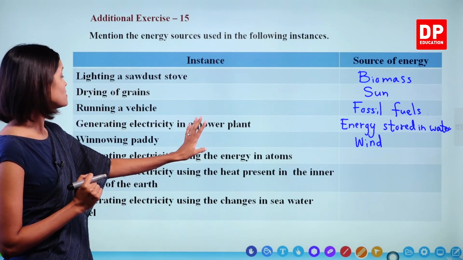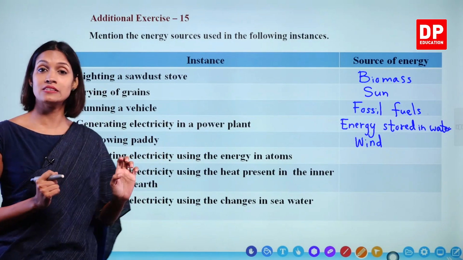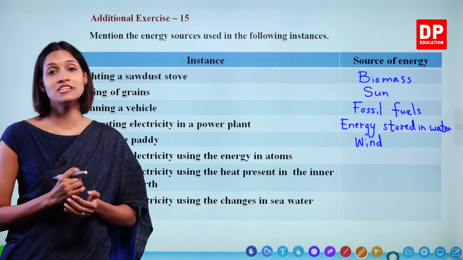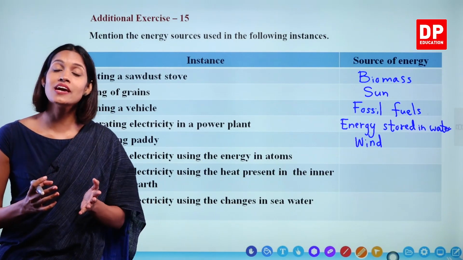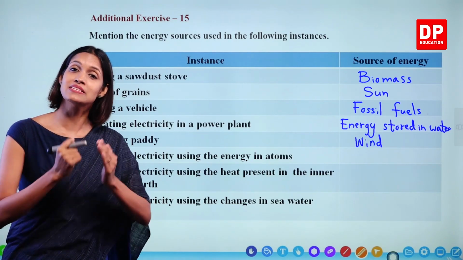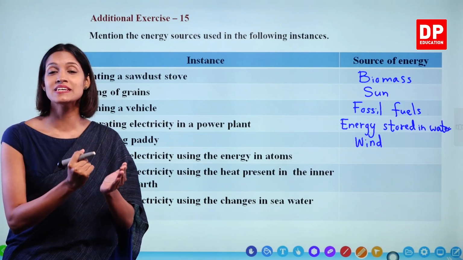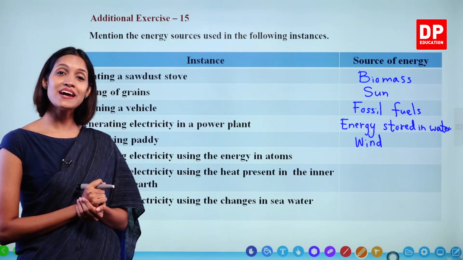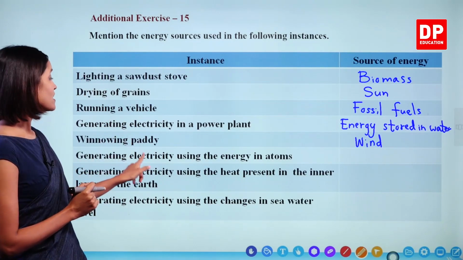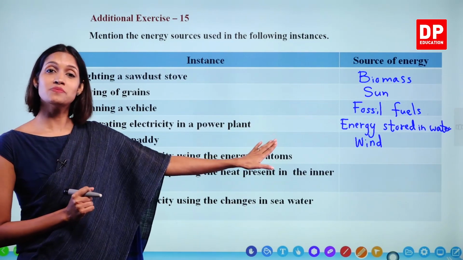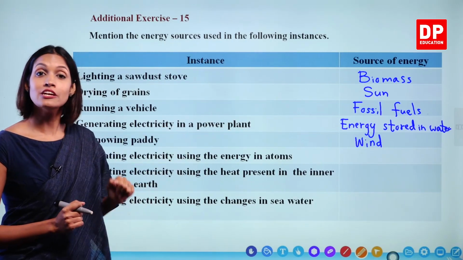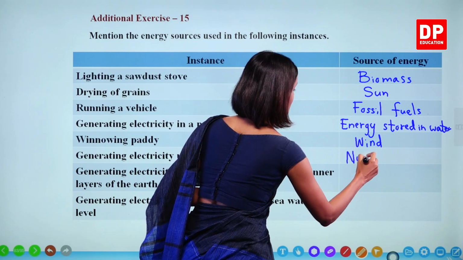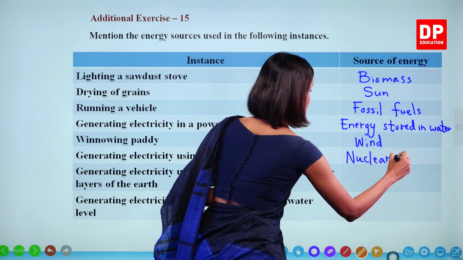So nuclear energy can be used to generate electricity. That is because during nuclear reactions, a large amount of heat is generated. This heat can be used to produce steam, and the steam can be used to rotate steam turbines, and thereby we can generate electricity. Right, children? So generating electricity using the energy in atoms. What is the source of energy? Nuclear energy.